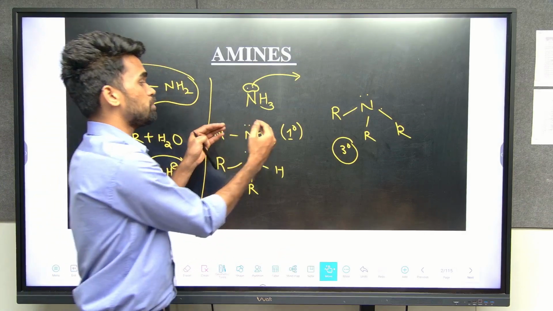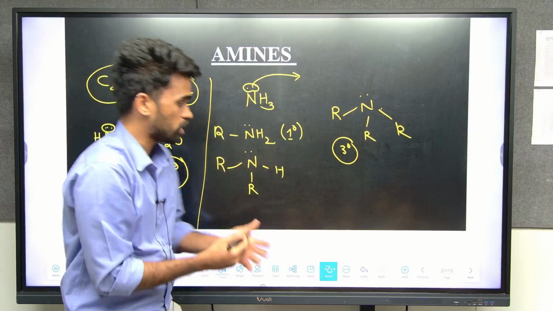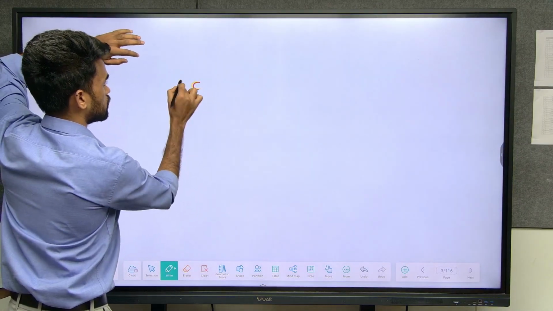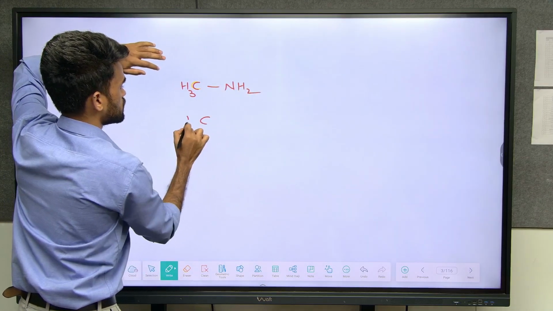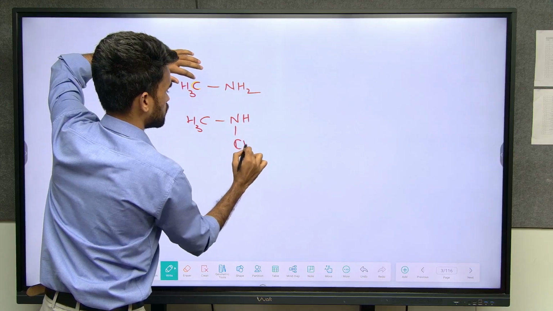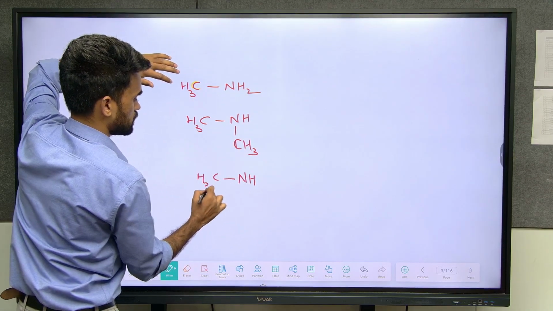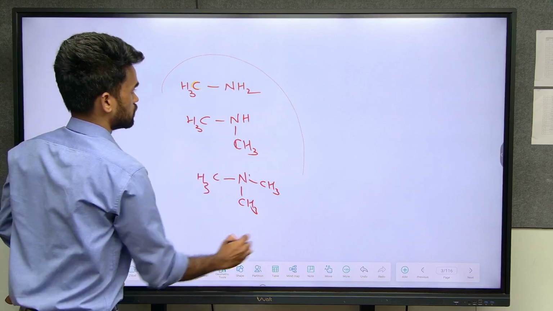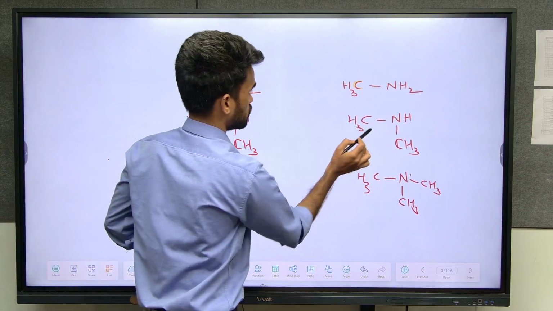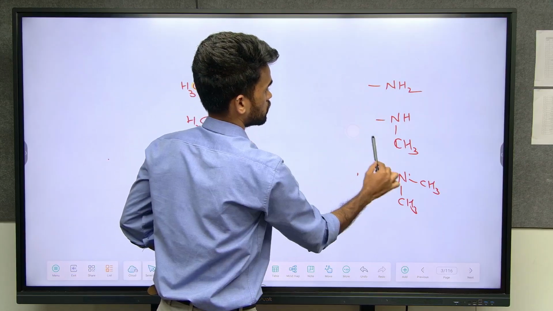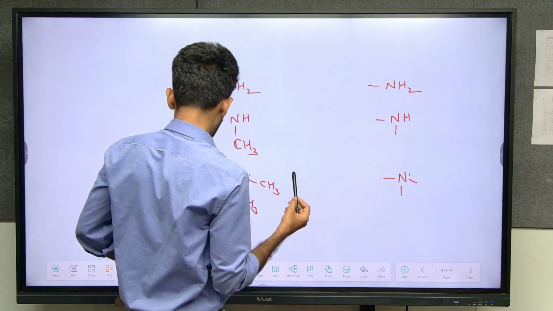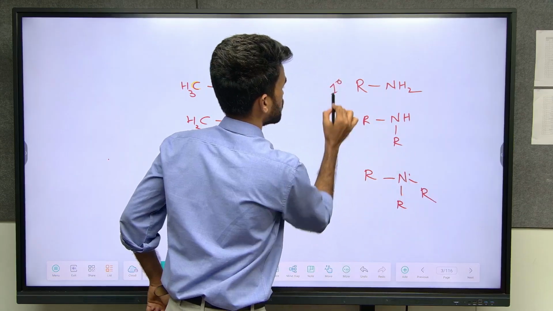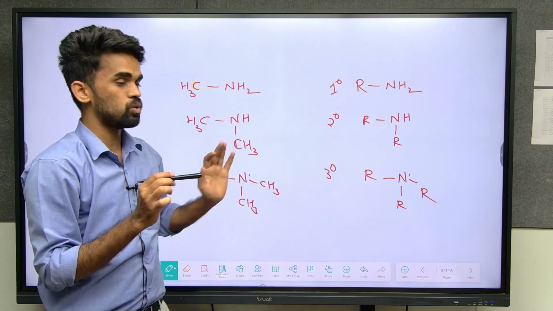Now they will ask what the basic nature of primary, secondary and tertiary amines is, and which is more basic. For this I am taking simple examples, just follow me. CH3NH2, CH3NHCH3, and CH3 N(CH3)CH3, like this we can write. I am just generalizing these groups as R groups, like alkyl groups. It can be any alkyl group. Now this is primary, secondary, tertiary, and they will ask which is more basic out of these three.